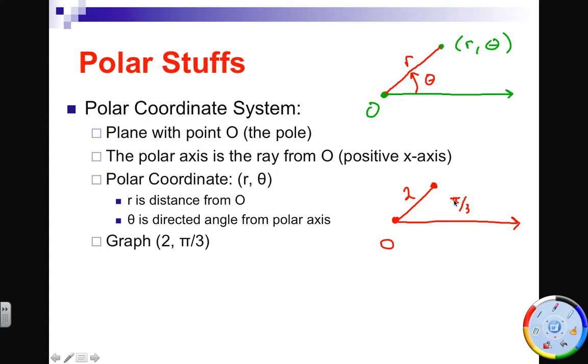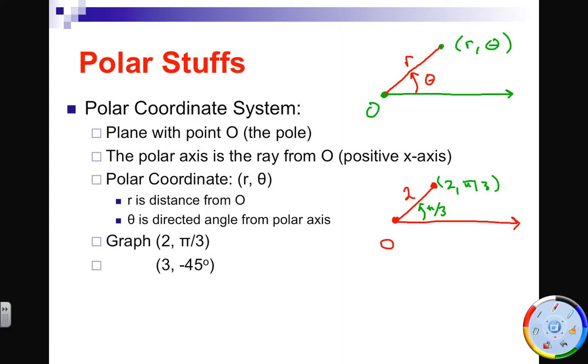You can get rid of this, really, and just label that lightly, going, okay, this is 2, this is pi thirds, and that's your point right here. This is the point 2 comma pi thirds.